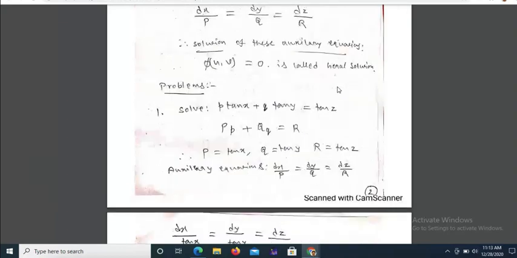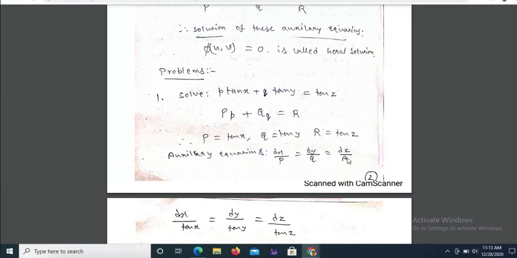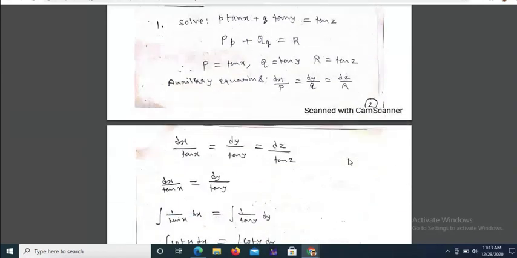So for an example, you have a problem like this. Solve P tan x plus Q tan y equal to tan z. So here capital P is what? Tan x. Capital Q is what? Tan y. R is tan z here. I have already written the auxiliary equation: dx by P, dy by Q, dz by R. So according to that, I have written the P, Q, R values.